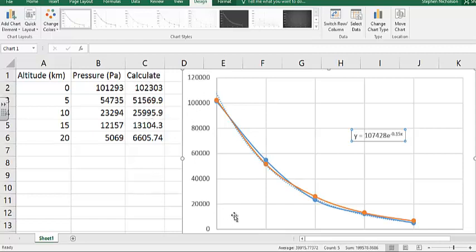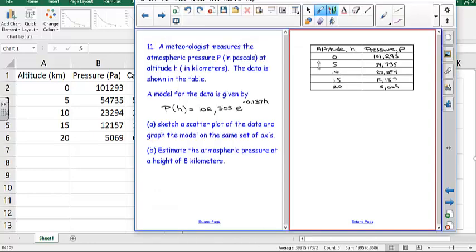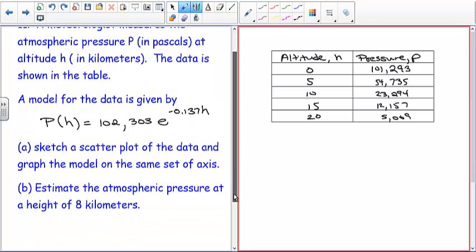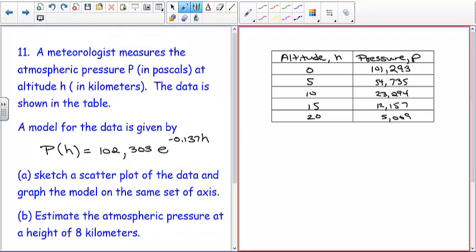So let's see, what the heck did they ask us in this problem? Sketch a scatter plot of the data, which we did. Graph the model on the same set of axes, which we did. Okay, and then it says estimate the atmospheric pressure at a height of 8 kilometers. So that's just a matter of evaluating this function at 8. And we look up here, just in the graph, it should be maybe around 30,000, because 5 is 54,000 and 10 is 23,000.